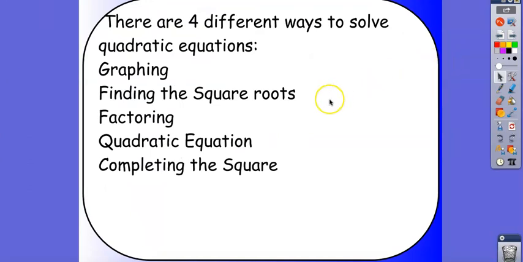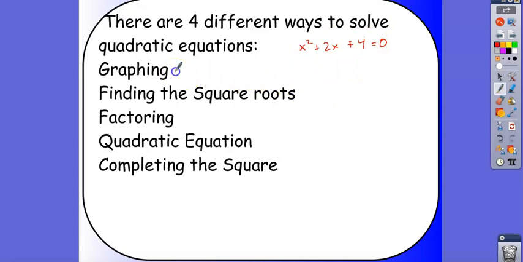Okay, there are 4 different ways to solve quadratic equations. If you're confused on what a quadratic equation is, it's when we take anything that looks like that. It's a standard quadratic equation. That's what we've been factoring, those expressions. Okay, but notice I'm talking about quadratic equations. This is just an expression. We're going to set them equal to 0, and it makes an equation, and we're going to solve them.